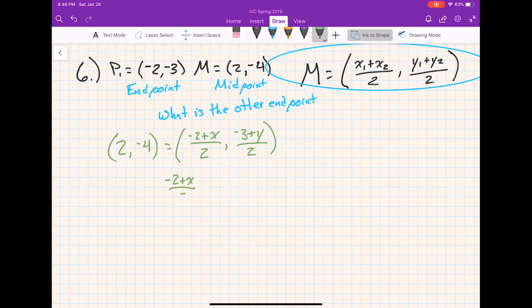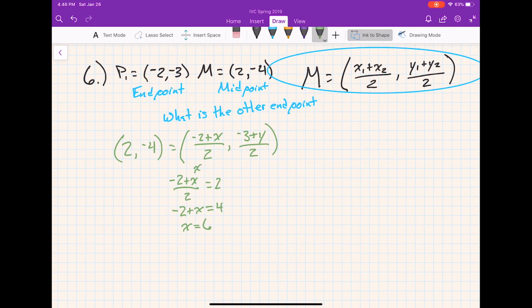So we can set -2 plus x divided by 2 equal to 2, because we know that's what it's supposed to equal from our midpoint. And from here, we're just going to start simplifying. We multiply both sides by 2, so we get -2 plus x equals 4. Then, to get x alone, we add 2, so we get x equals 6. So the x component of our ordered pair is going to be 6.